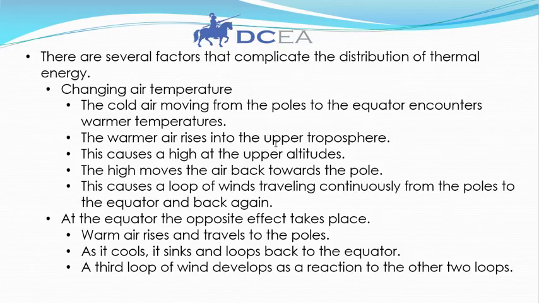the Earth. There are several factors that complicate how thermal energy is distributed. Changing air temperature: cold air moving from the poles to the equator encounters warmer air. The warm air rises, causes a high at the upper altitudes. The high air moves the air back towards the pole, and this consequently causes a loop of winds traveling continuously from the poles to the equator and back again. And at the equator, the opposite takes effect.